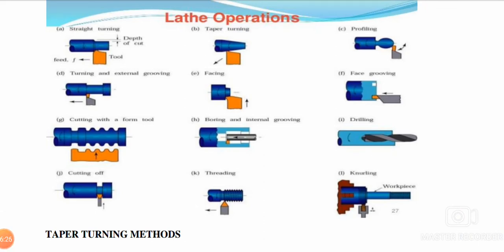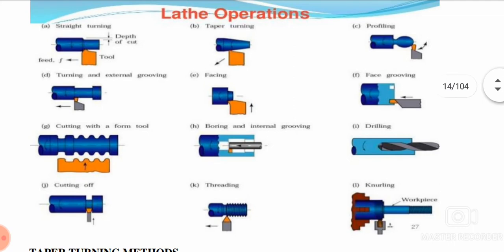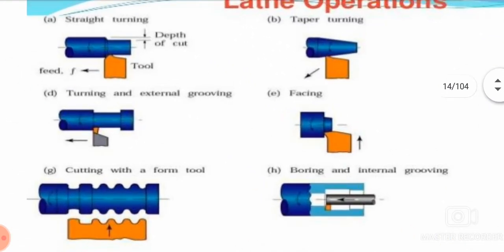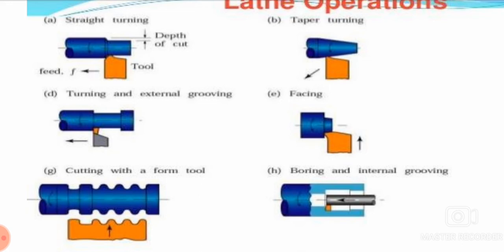Lathe operations. First, straight turning. The diagram shows straight turning. The cutting tool moves along the rotating workpiece. The cutting tool is placed in a vertical position. This is the symbol of depth of cut.